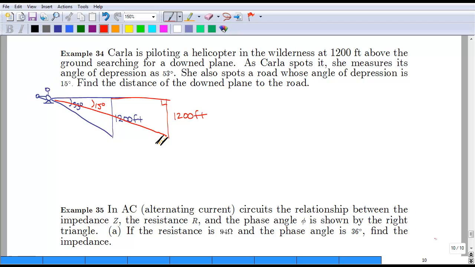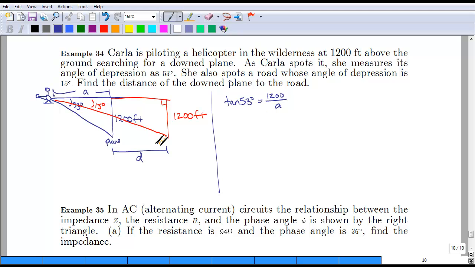Now, if you notice here, we want to find the distance between the plane and the road. We're going to call that D. And so if we find the bases, or the tops, if you will, for these 2 right triangles and subtract them, we can find the distance that we need. So in this case, let's look at the blue triangle first. That tells us that we have an opposite side, and we want to find the adjacent side, so we want to use tangent. So we have tangent of 53 degrees is equal to our opposite, which is 1,200, divided by our adjacent, we'll call it A.